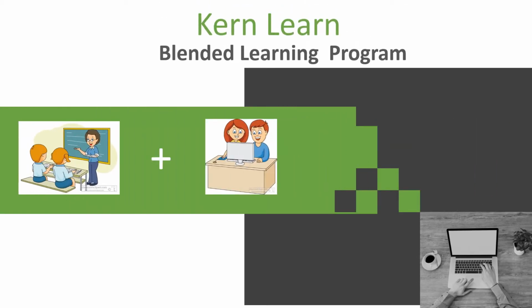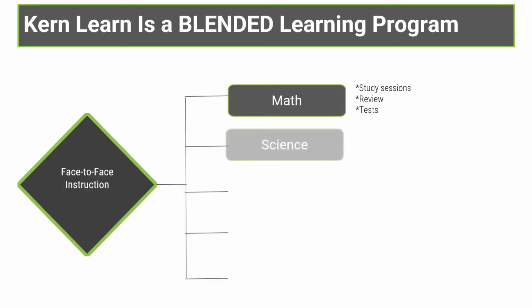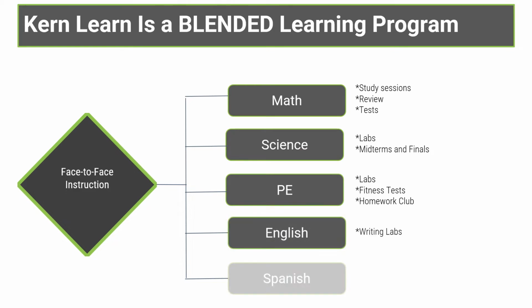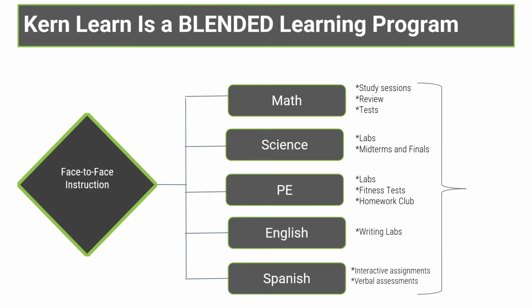Kern Learn is a blended model of instruction that combines face-to-face instruction with online delivery of content through Canvas. Students may be required to come for in-person instruction and activities for classes such as math for study sessions, reviews, and tests; science for labs, midterms, and finals; PE for labs, fitness tests, and additional help; English, writing labs; Spanish, interactive assignments and verbal assessments.